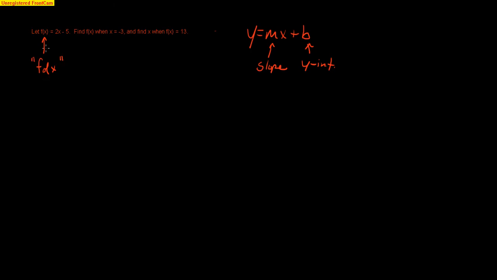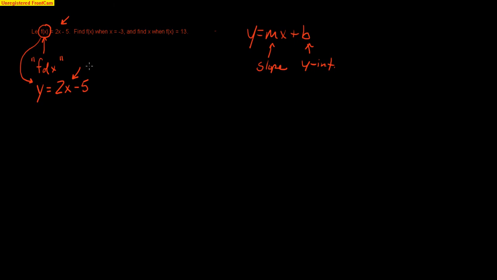So I could write this same function now, since it's in function notation, as this. I'm just taking this f of x out and plugging in a y. So this one is function notation. This one is, I guess you call it, a linear equation. You know, we've used that before.